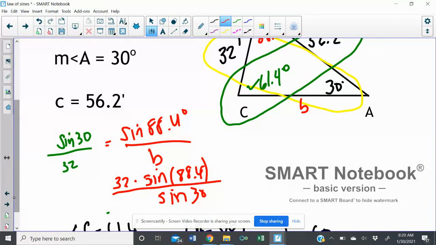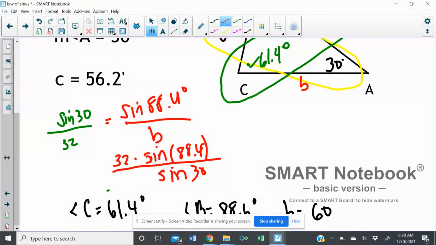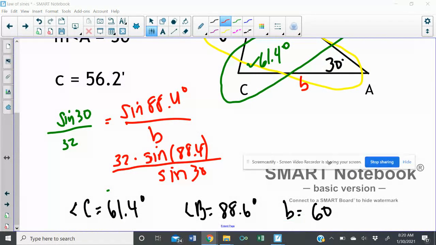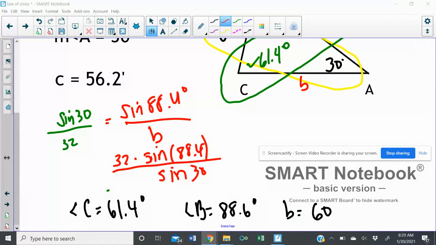All right. And for your little b, you should get 60 feet. Okay. Nothing crazy on this stuff, promise.